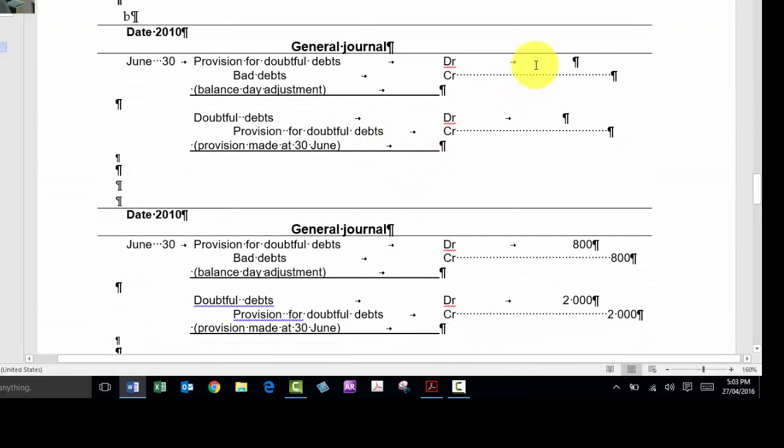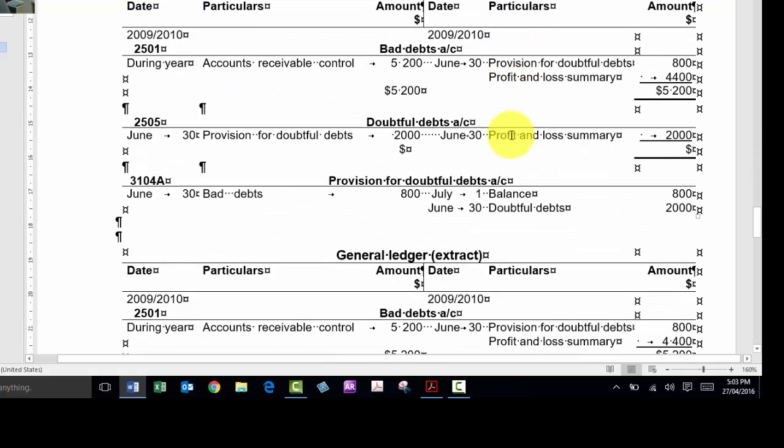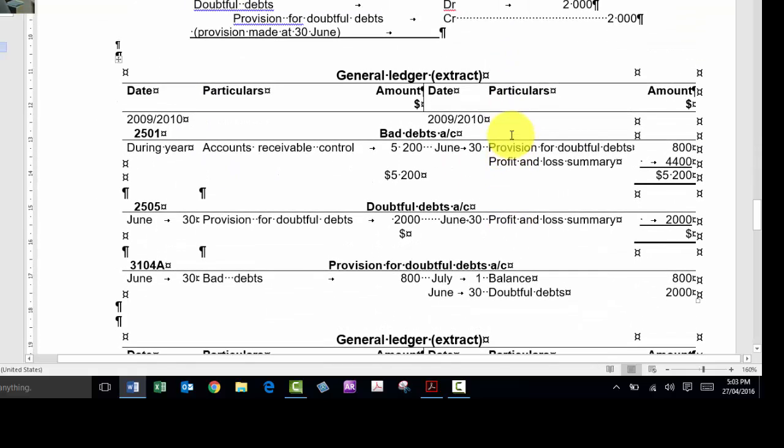So the previous provision was $800, so we have to get rid of that and credit that against $800 to the bad debts account. And the new provision is $2,000, so we debit doubtful debts and we're going to credit provision for doubtful debts. Okay, that's all we do. Let's have a look at how that plays out in the general ledger.